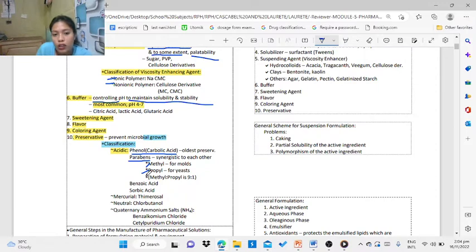The synergistic ones are the parabens, methylparaben and propylparaben. The ratio is 9 to 1, methyl to propyl. And also we have benzoic acid. Again, the acidic preservatives are phenol or carbolic acid, the parabens, and benzoic acid.